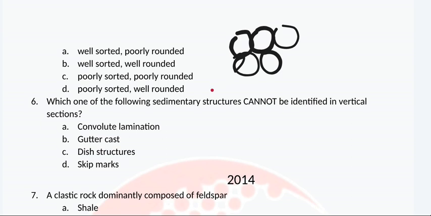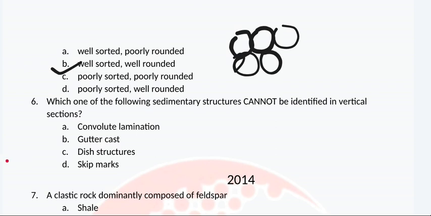With poorly sorted rock, they have larger grains, and in between larger grains, smaller grain can fill the space. But in well sorted, all the grains are similar size. So they will produce more pore spaces. So if well sorted and well rounded, it will produce the highest porosity. So answer will be B.